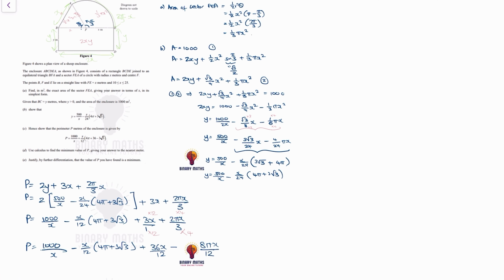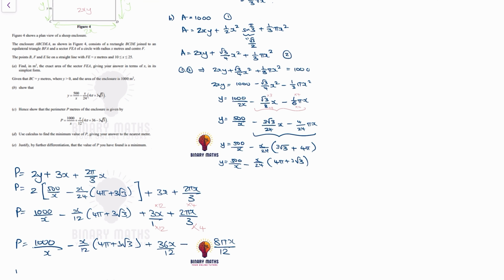So the x over 12 is common. So if I do that, it's P is equal to 1000 over x plus, let's make it positive here, x over 12. Then the only one that's positive is the middle term, this one. So there's a 36. So I've got 36 here. Just a mistake here, there's a plus there.